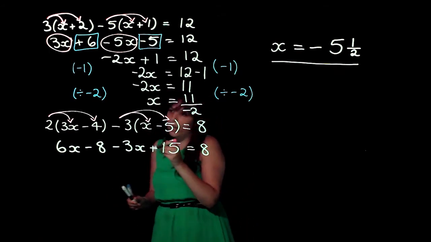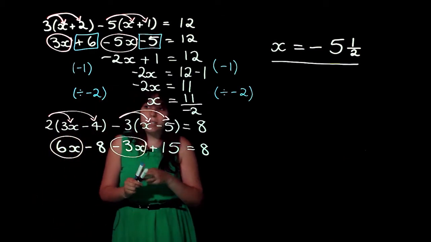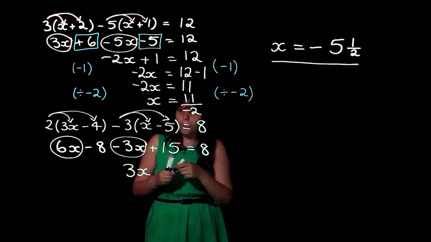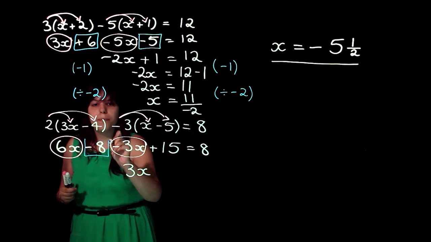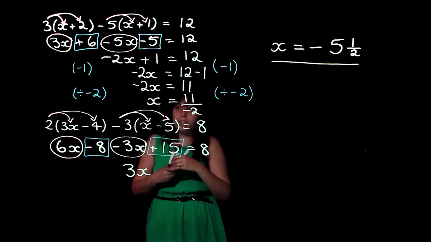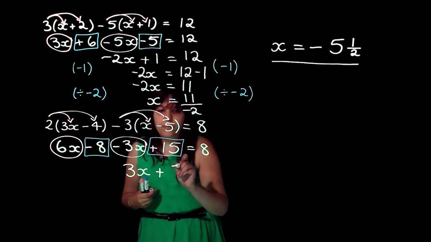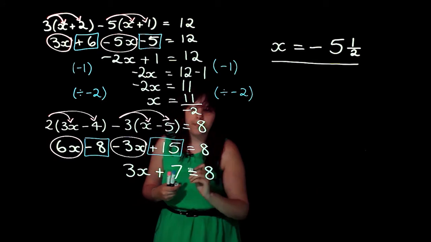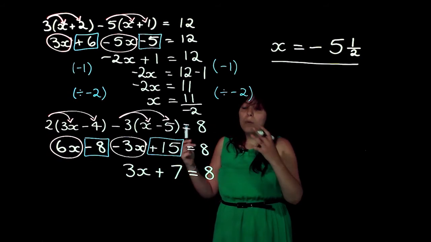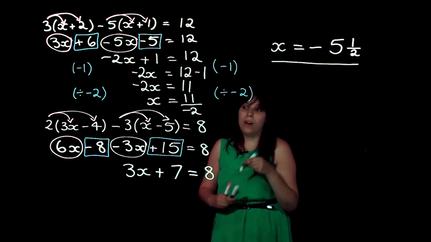So now I'm going to collect my like terms. So I've got 6x and a minus 3x, which is going to give me 3x. And then I've got minus 8 and a plus 15. So that's going to give me minus 8 plus 15 will give me plus 7. And that equals 8. So now I've got 3 lots of x plus 7 equal 8, but I want to get rid of my plus 7 so I can eventually get my x on its own. How do I get rid of plus 7? Well, I subtract it.